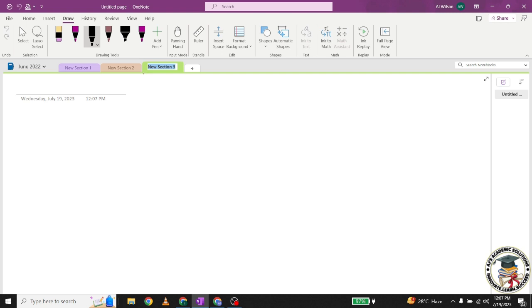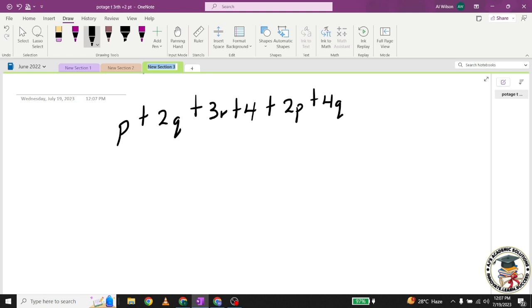All right, so I hope you're getting the gist of exactly what's happening. Let's now dive into another question. In this question, let's look at all additions, and then we're going to look at one where we have addition and subtractions coming together. So let's say we have p plus 2q plus 3r plus 4 plus 2p plus 4q plus 6r plus 2.